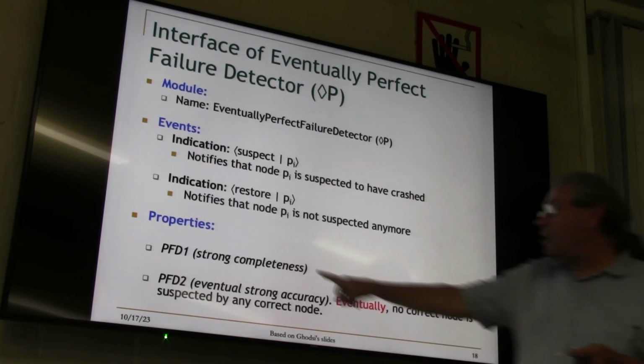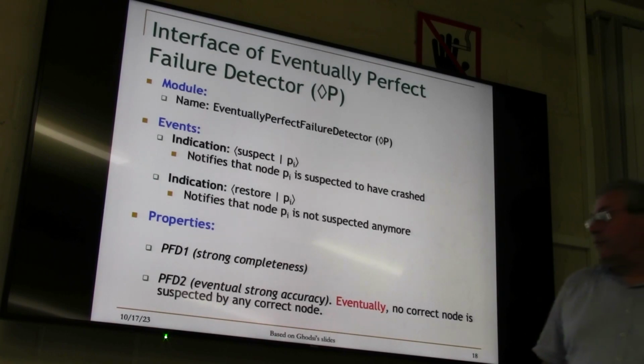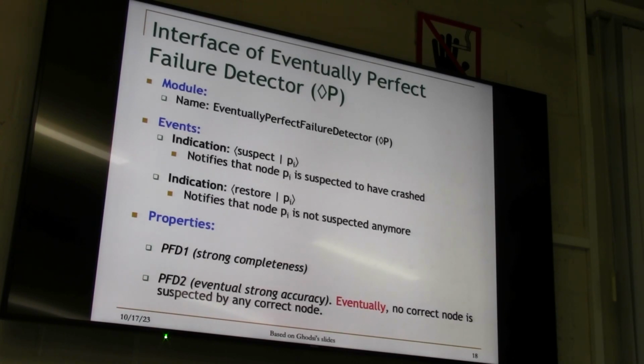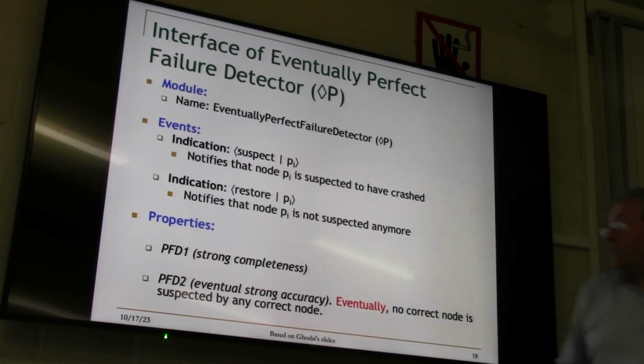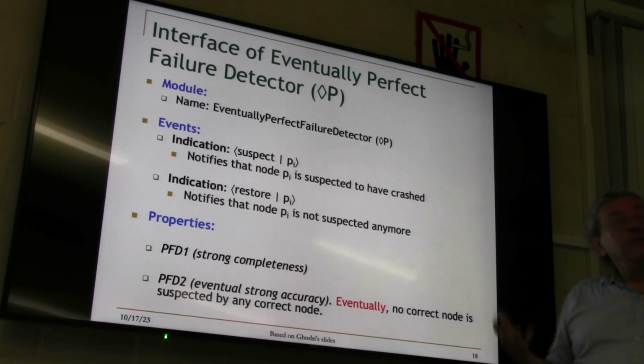It has strong completeness and eventual strong accuracy. Okay? That means eventually it will not make any more mistakes. Okay? So it's almost the same specification as perfect, except here we have eventual strong accuracy. That means it's allowed to make mistakes for a while, but eventually it won't.